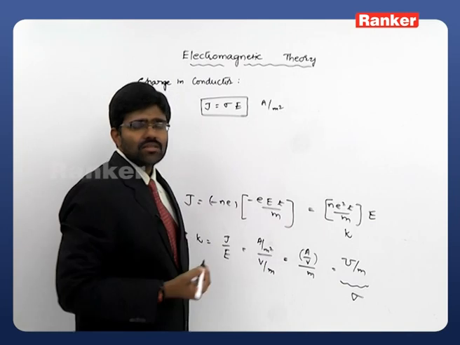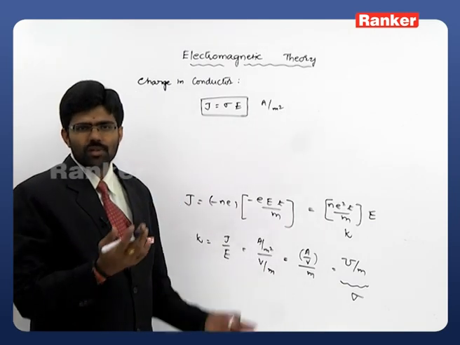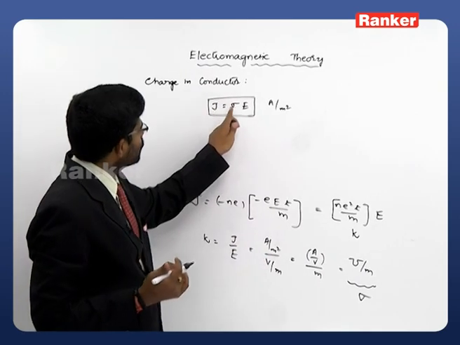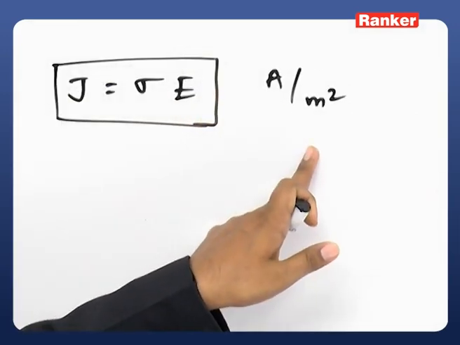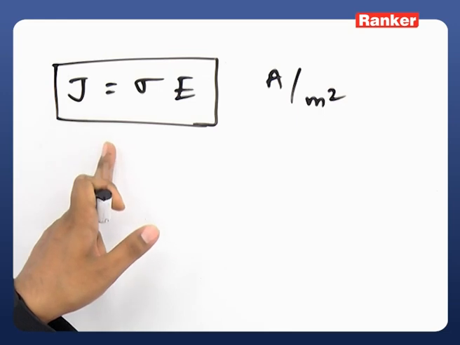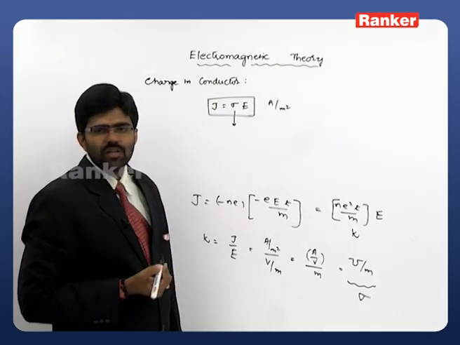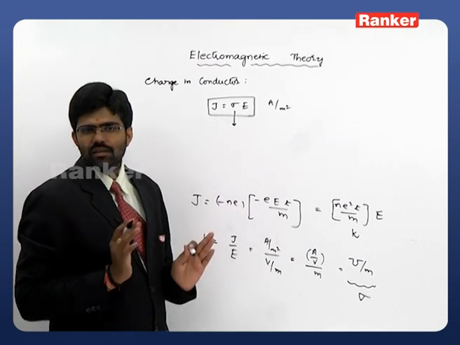Earlier, J is equal to ρv times U. That is the equation for convection current density. From that equation we derived a new equation, that is J equals σE ampere per meter square. This is called conduction current density, and here σ is called the conductivity of the medium. The electric field intensity is E itself.